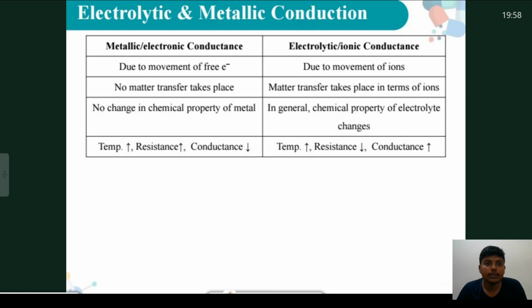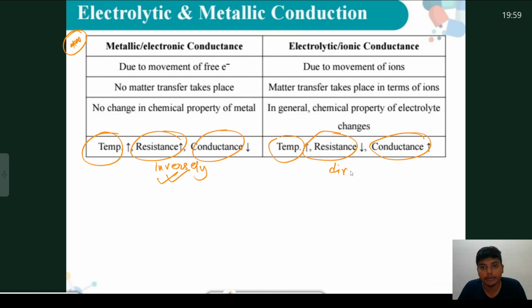Okay, next. See, this is very important. Sometimes questions are asked in boards about the difference between metallic or electronic conductance and electrolytic or ionic conductance. Remember this difference. In metallic conductance, if we increase temperature, resistance will increase and conductance will decrease. And here, in electrolytic conductance, if we increase temperature, resistance decreases and conductance increases. Clear? So this is inversely proportional, and this is directly proportional.